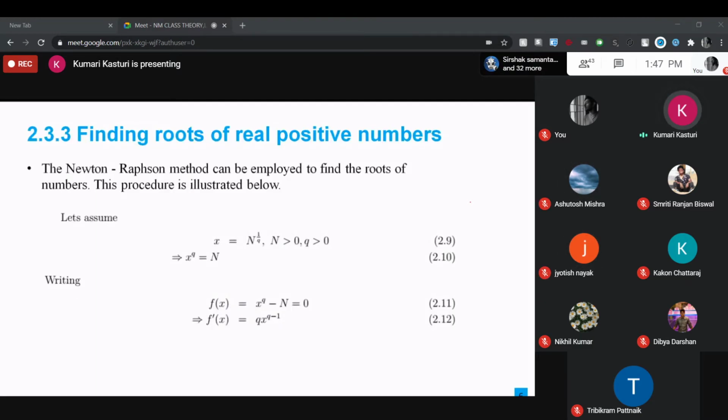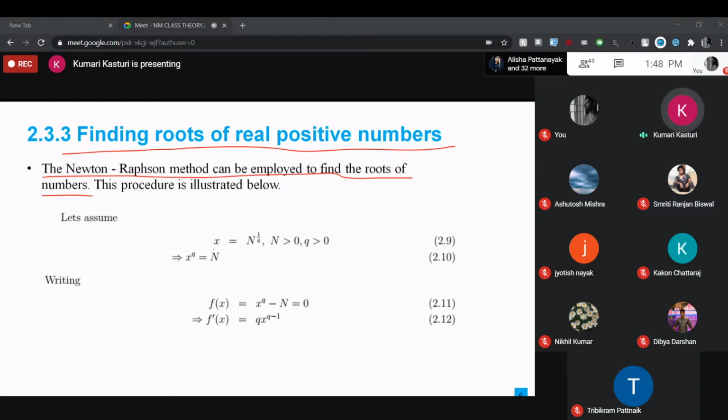Okay, just make a heading next. Today, only write down these formulas, then we'll solve the question next class. Heading: Finding the roots of a real positive number. One formula is there, we will discuss that one. Step by step, please write down these things, meaning how to solve this question. The Newton-Raphson's method can be employed to find the roots of numbers. This procedure is given there.